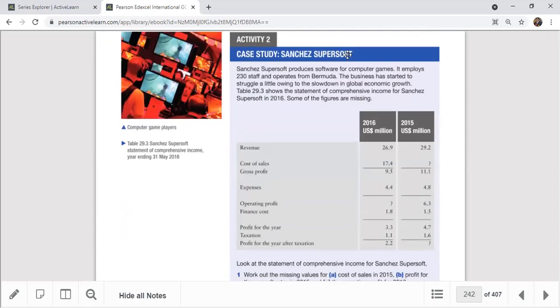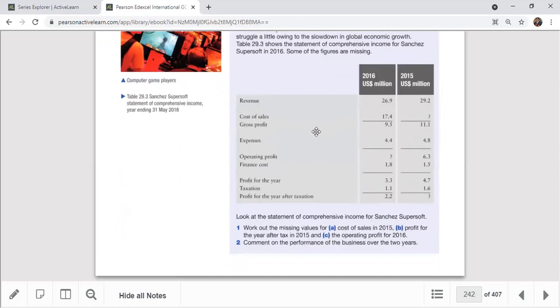Here you can see this activity also. In this case, they have revenue and cost of sale. You have to find the missing figures. I think that's an easy question for you. To find the missing figures, you have 29.2 and 11.1. Then you can find the missing figure, the difference between those two: 29.2 minus 11.1. The answer is 18.1.